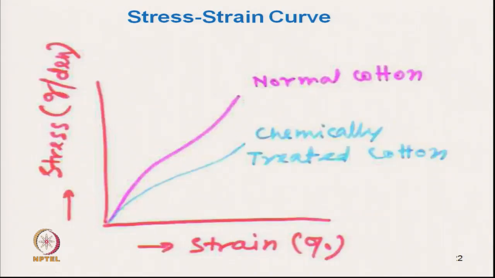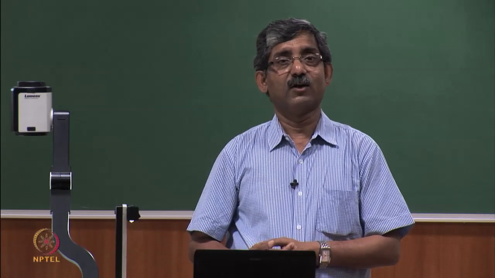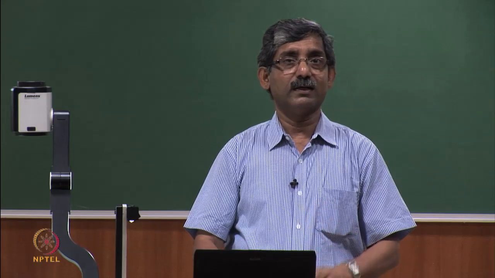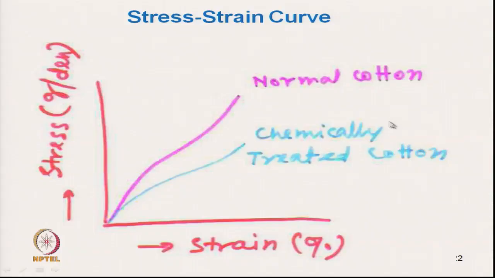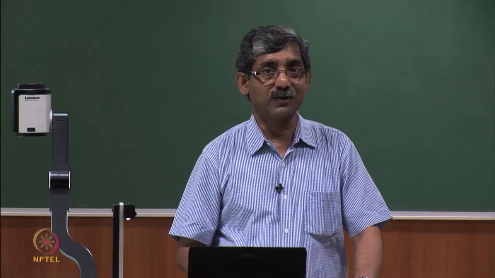Now, another example where normal cotton is chemically treated. After chemical treatment, both stress and strain normally change. Here it shows the cotton becomes weaker, and it has a lower breaking stress. So, the stress strain curve also changes with chemical treatment.